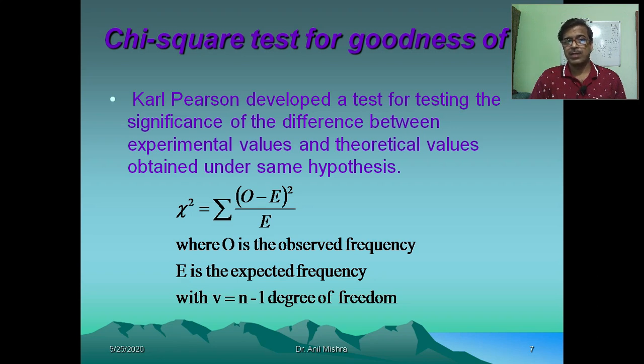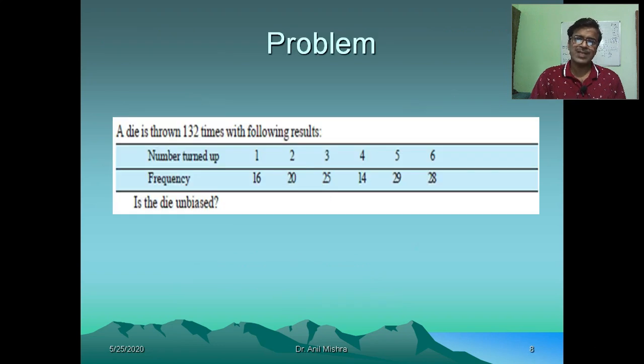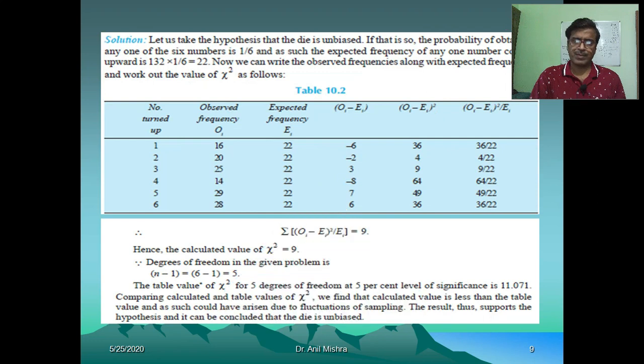But right now, as we are considering the goodness of fit, the degrees of freedom will be n minus 1, and we consider the level of significance, whether it will be the 5% level of significance, or 10%, or the 1% level of significance. Let's start with one numerical problem.